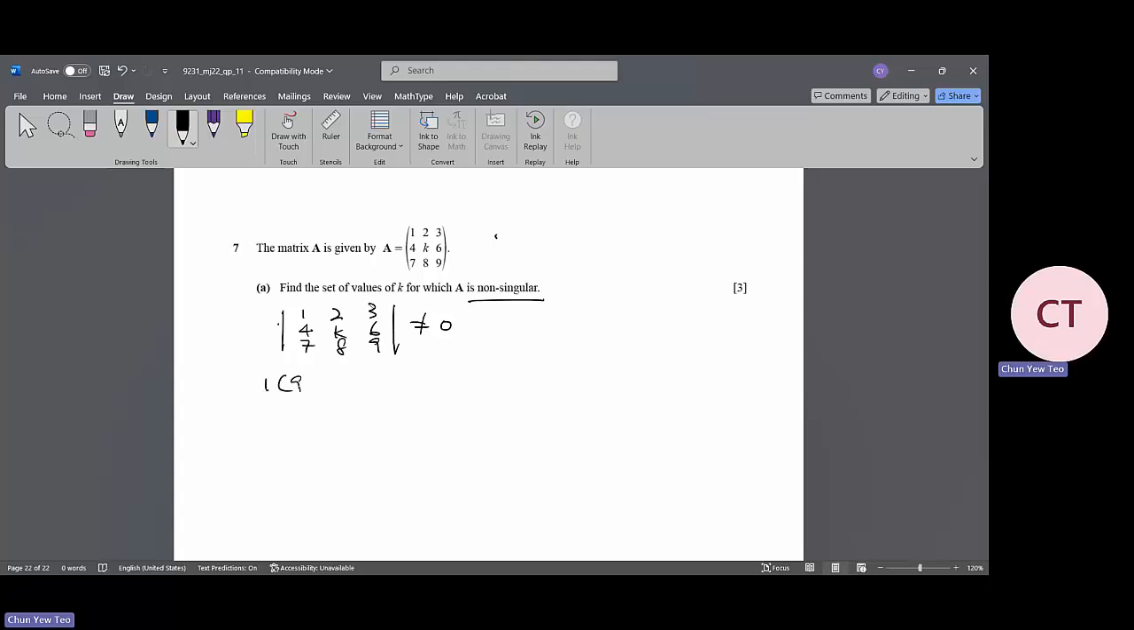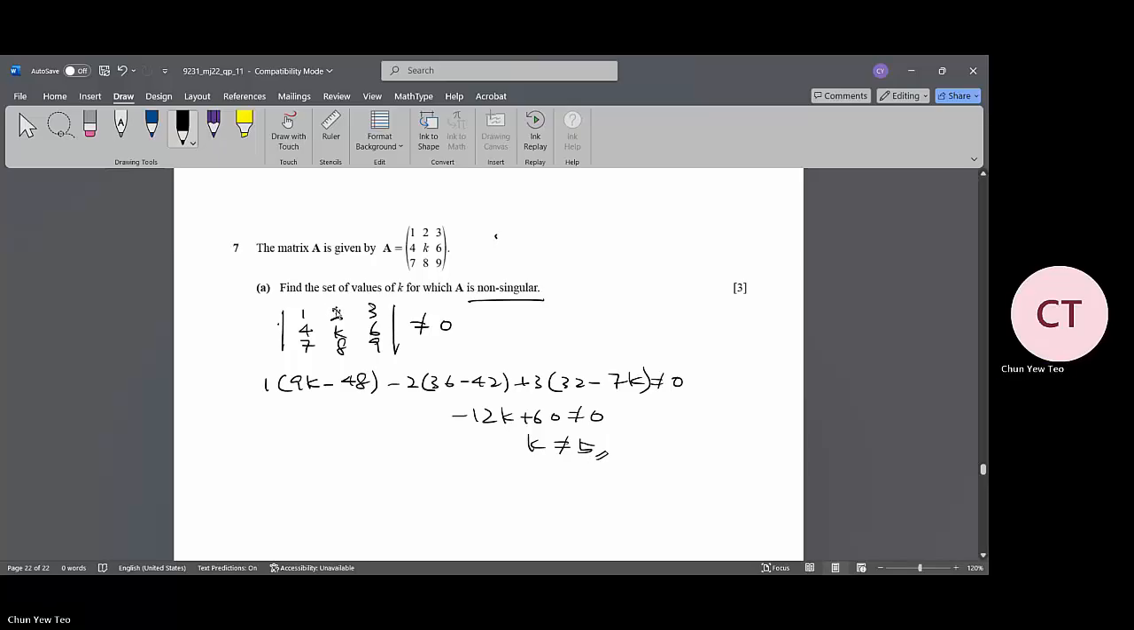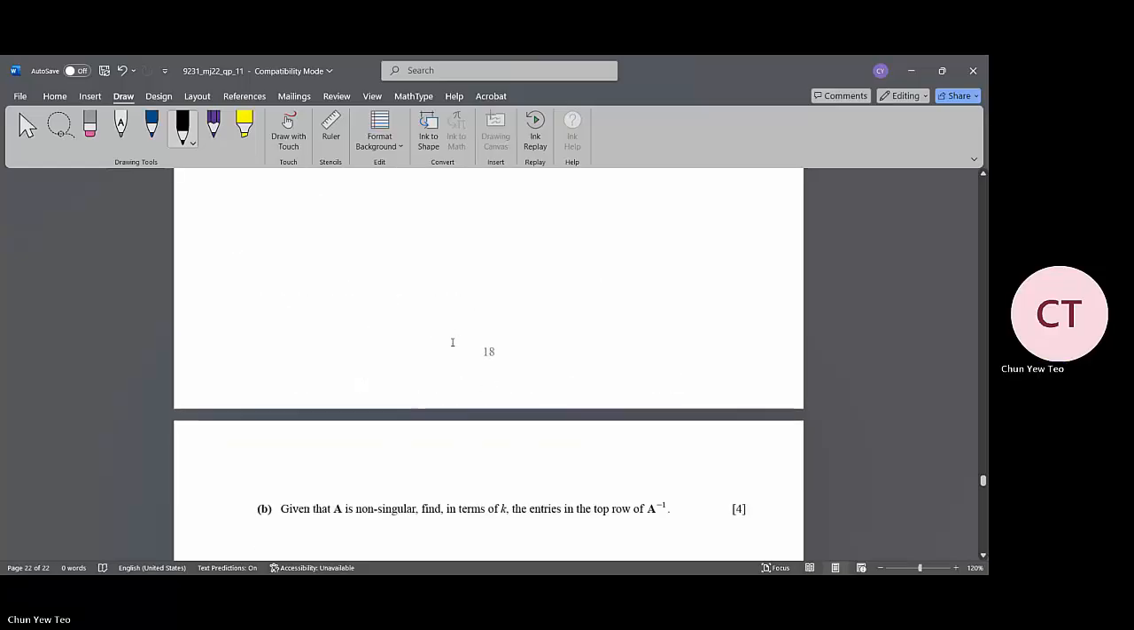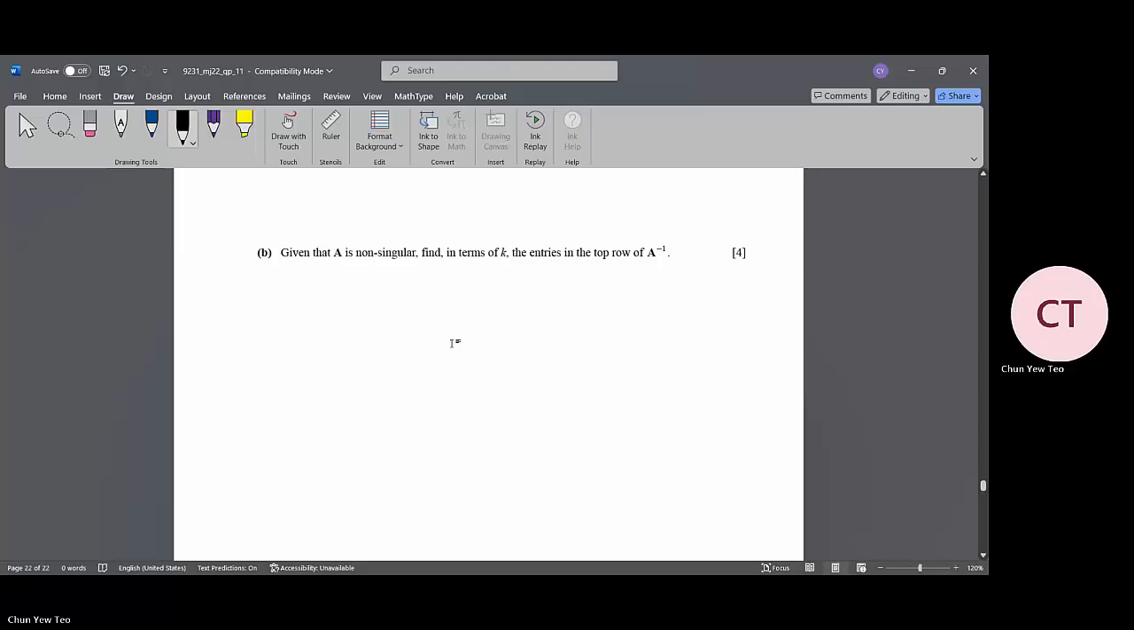So how do you find the determinant? It will be 9k minus 48, minus 2 of 36 minus 42, plus 3 of 32 minus 7k, not equal to 0. So at the end you get negative 12k plus 60 is not equal to 0, and then you get k is not equal to 5. So this is the answer for part A. Now we move on. A is not singular.